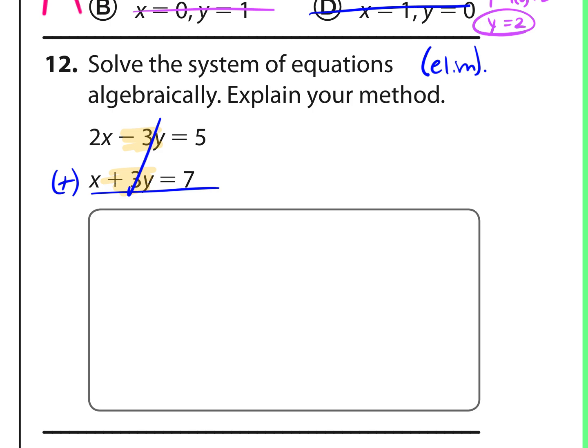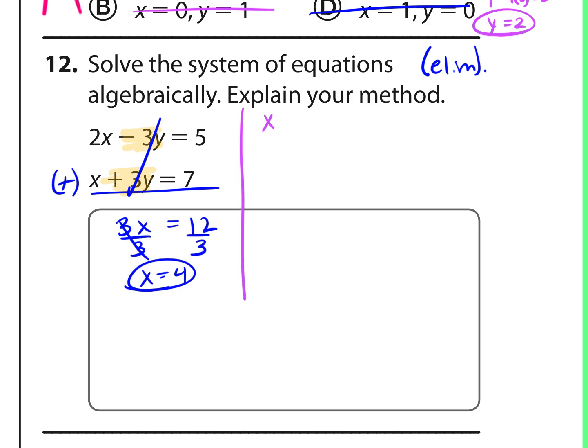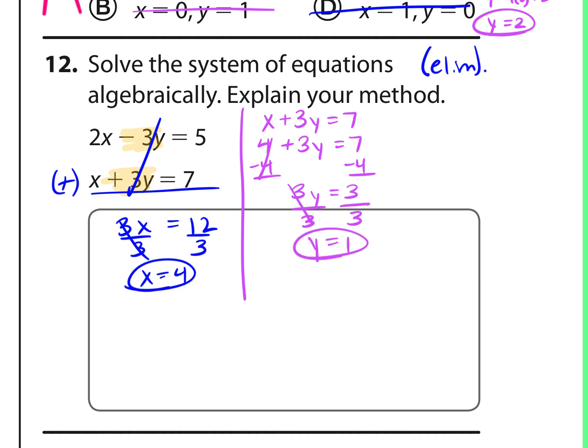So 2x plus x is 3x, and 5 plus 7 is 12. Divide both sides by 3, and we get x is 4. I can go back and plug into either equation. I think I'm going to choose my second equation, x plus 3y equals 7. So we get 4 plus 3y equals 7. We'll subtract 4 from both sides to solve this and get 3y by itself, which equals 3. Divide both sides by 3, and y is 1. So we've got the ordered pair 4, 1.